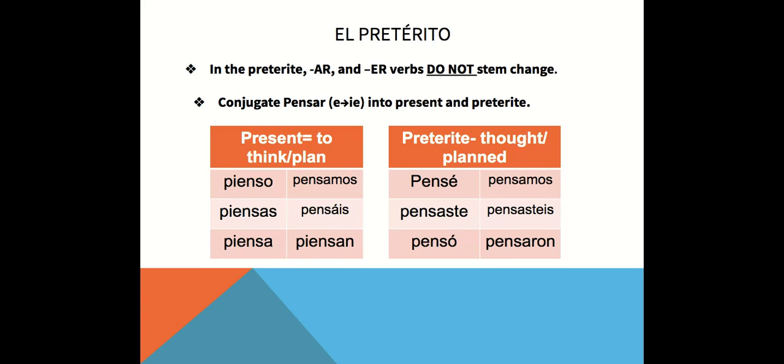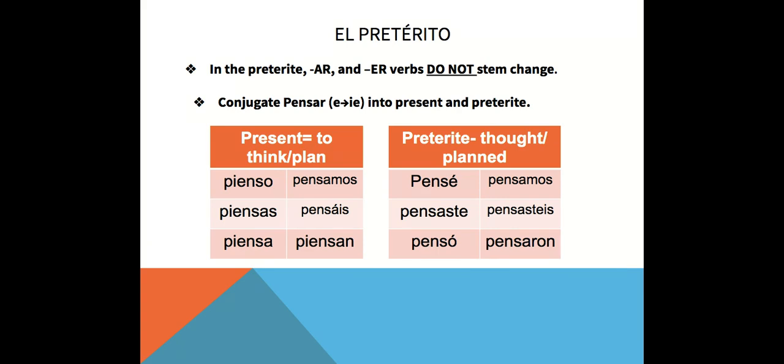Next, remember in the preterite, this makes it a lot easier. The AR and ER verbs do not stem change. So all those stem changing irregular verbs we have in the present tense, when you put them in the preterite, they're no longer stem changing. So for example, the verb pensar, which in the present tense is an E to IE stem change. In the present tense, it means to think or plan. So like, I plan to go to the mall later.